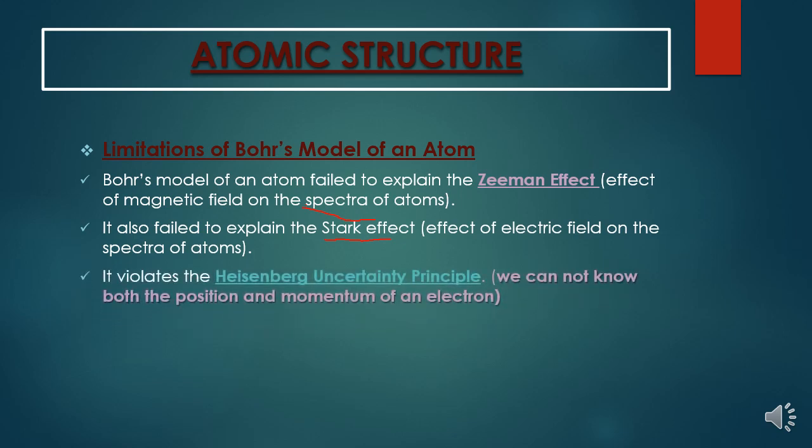And also it violates the Heisenberg uncertainty principle, which states that we cannot know both the position and the momentum of an electron. In this case, for Bohr's model, he illustrated that maybe the electron is in the first shell moving to the third shell. But Heisenberg said that no, we cannot know the exact location of an electron. Since we cannot know the exact location, and we can also not know the momentum, we cannot know both at the same time. But how is it that Bohr was able to know both? So he failed to explain such a property.